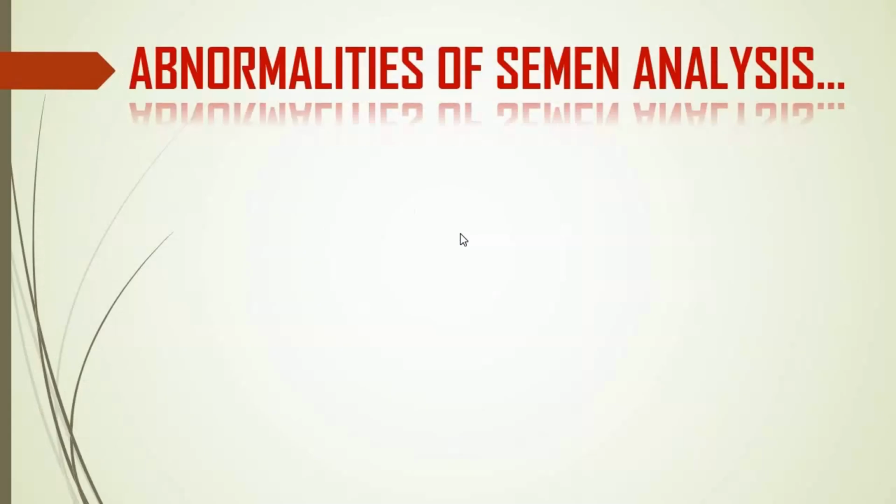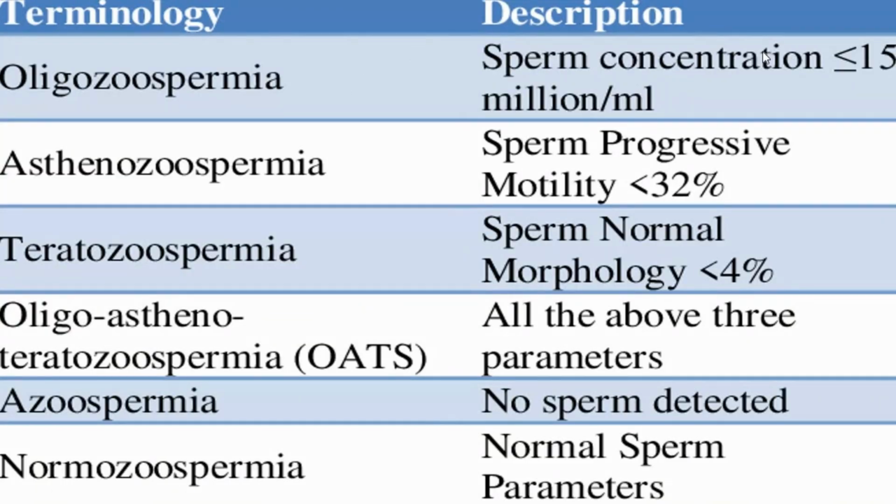Very important. Abnormalities of the semen analysis. Okay, so if you have sperm concentration that is less than or equal to 15 million sperms per mL, that is known as oligozoospermia. If the sperm progressive motility is less than 32%, that's called asthenozoospermia. If the sperm normal morphology is less than 4%, that is called teratozoospermia.